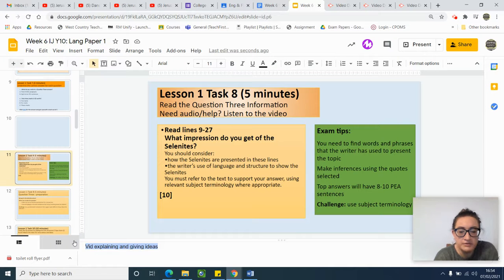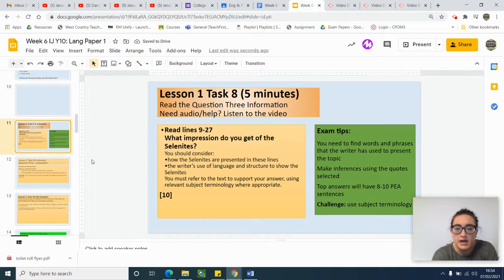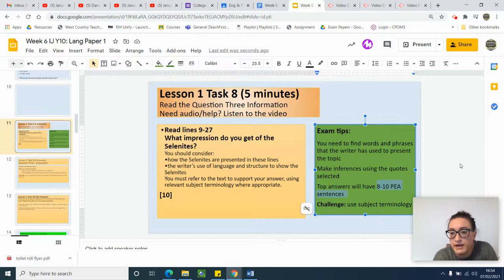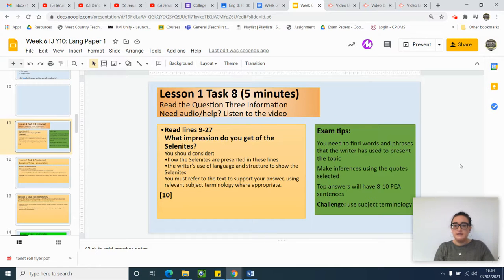Okay then, so for question 3, you do have to write a bit more of a detailed answer, and you're aiming to include 8 to 10 pieces of information, ideally for a band 5 answer. If you struggle to do that first, you can see here, top answers will have 8 to 10 PEA sentences. I'd be aiming for 6, 7, or 8 ideas at this point. Once you include 6, build up to including 7. Once you can include 7, build up to including 8, etc.